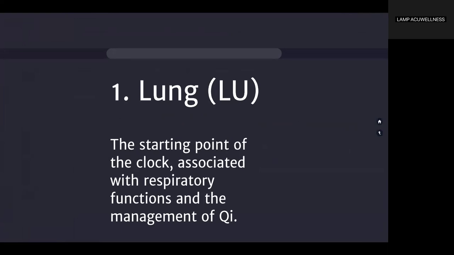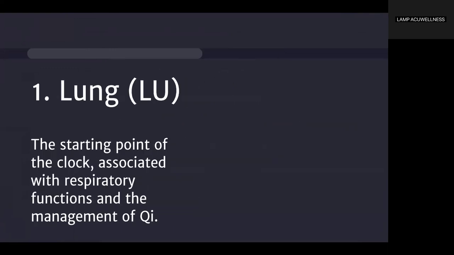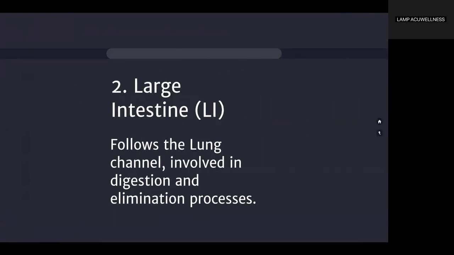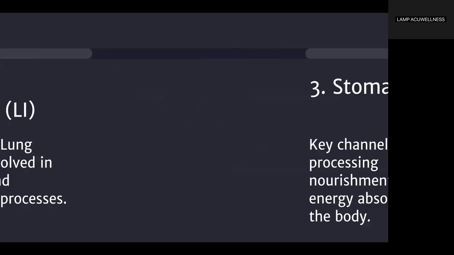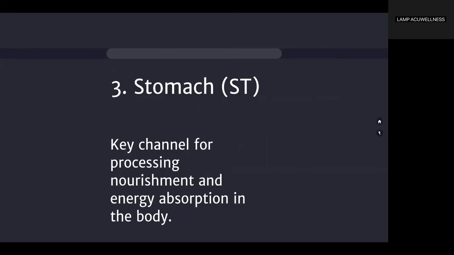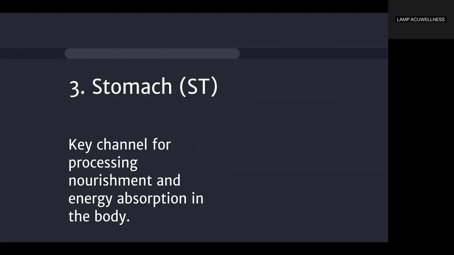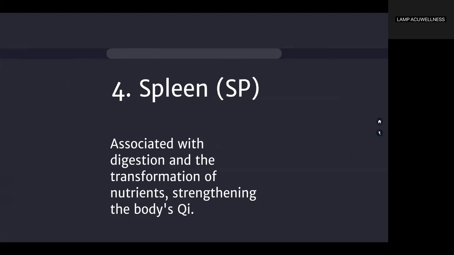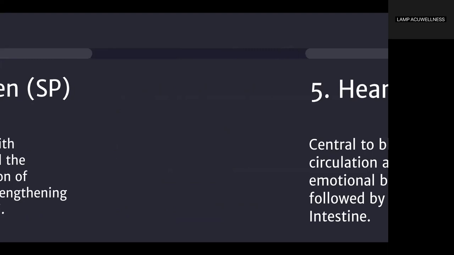Lung, the starting point of the clock, associated with respiratory functions and the management of qi. Large intestine follows the lung channel, involved in digestion and elimination processes. Stomach, key channel for processing nourishment and energy absorption in the body. Spleen, associated with digestion and the transformation of nutrients, strengthening the body's qi.